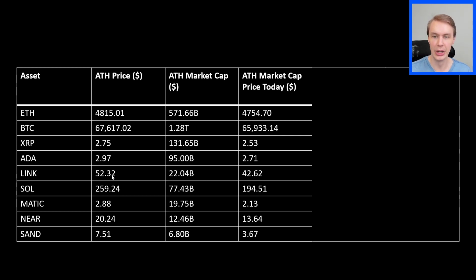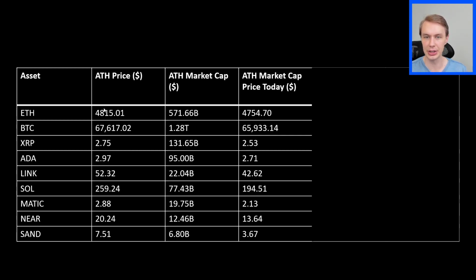That's not true. If we get to this prior all-time high market cap, we're actually going to be at a lower price. And that's not just the case for Link. For Ethereum, same thing. Bitcoin, same thing. XRP, same thing, all the way down. But importantly, what this allows us to do is look at, across these assets, how big is that difference?